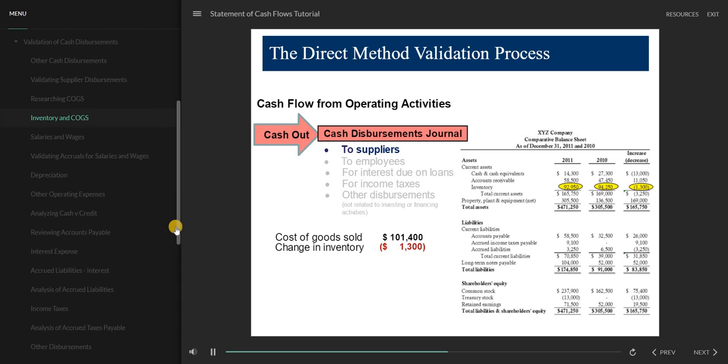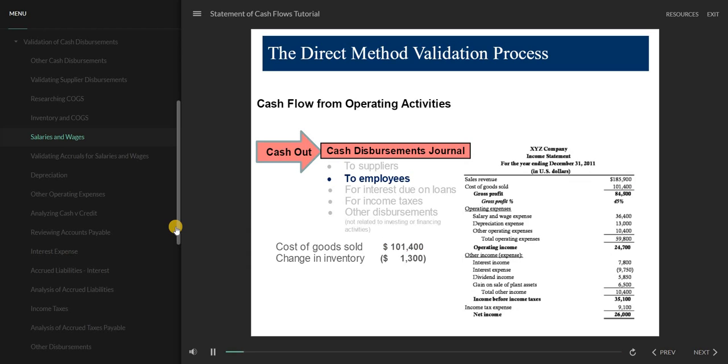If the opposite were true, meaning our ending inventory this year was more than our ending inventory last year, we would add the increase to the cost of goods sold figure. In this example, we do reflect a decrease, so that we will deduct that from our cost of goods sold number.